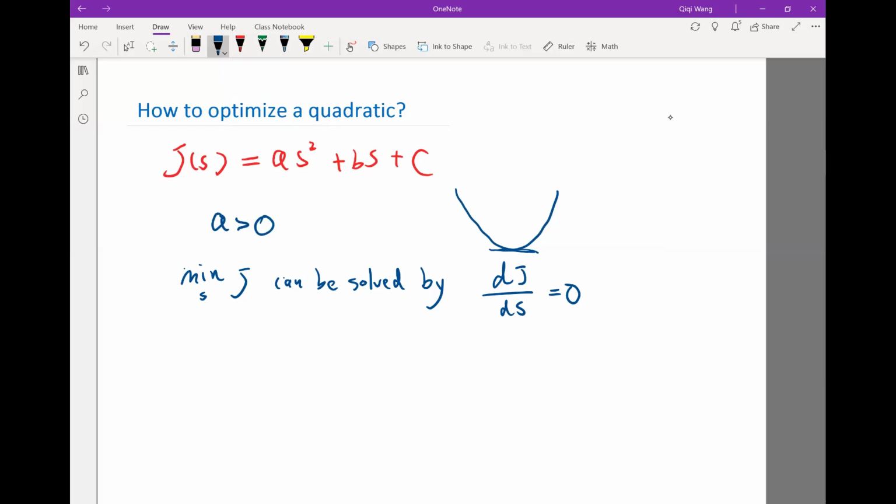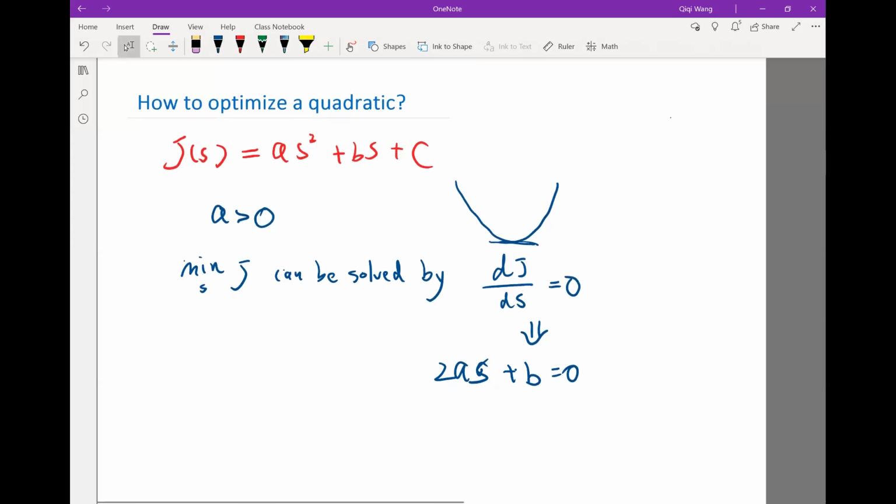And we know the reason a quadratic is the easiest to optimize is that when you take the derivative of a quadratic function, what does it become? The derivative becomes a linear function of s, right? So dJ/ds equal to 0 is going to give us a linear equation, 2as plus b equal to 0, and we can solve it. We get the minimizing point of this quadratic.